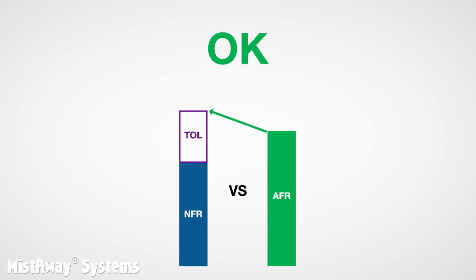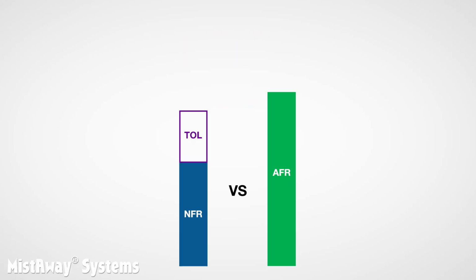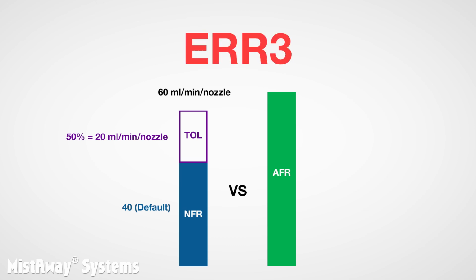If the AFR is less than the NFR plus the tolerance, the controller thinks the system is okay. If the AFR is greater than the NFR plus the tolerance, the controller enunciates error 3, indicating a leak. Here's an example. The NFR has the default value of 40 milliliters per minute per nozzle, and the tolerance is 50%. Multiplying 50% by 40 means the tolerance is 20 milliliters per minute per nozzle. And adding that to the NFR of 40 means that the controller will enunciate an error 3 if the AFR is greater than 60 milliliters per minute.